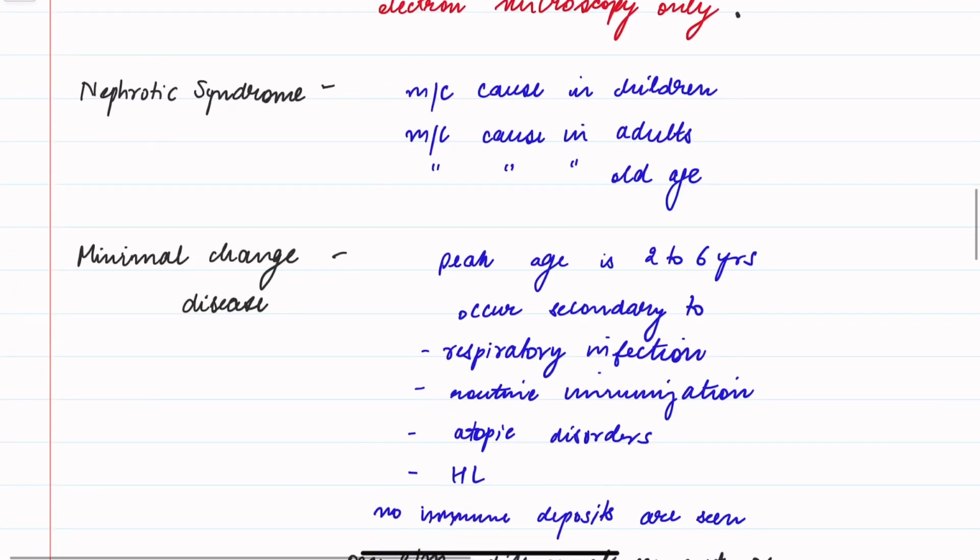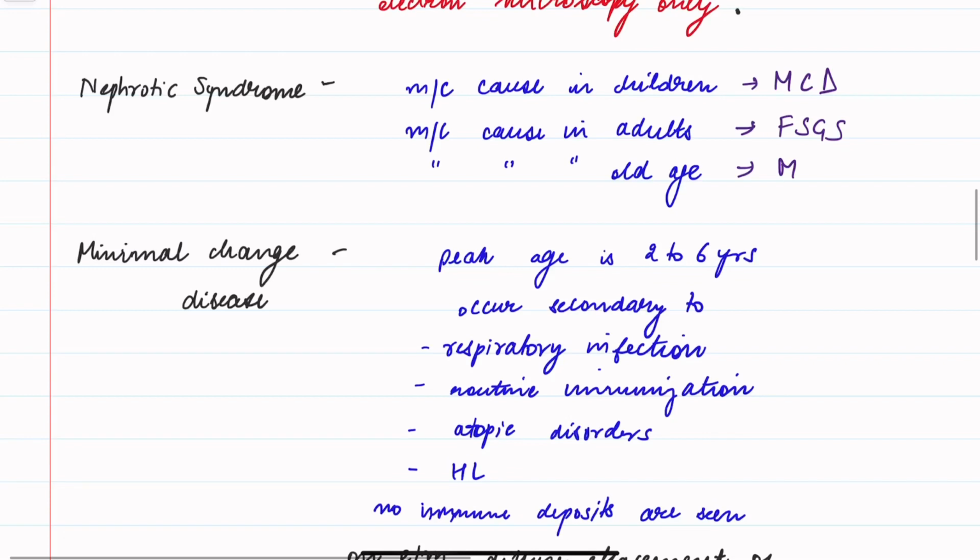Nephrotic syndrome. Most common cause of nephrotic syndrome in children is minimal change disease. Most common cause of nephrotic syndrome in adults is FSGS, and most common cause of nephrotic syndrome in old age is membranous glomerulonephritis.